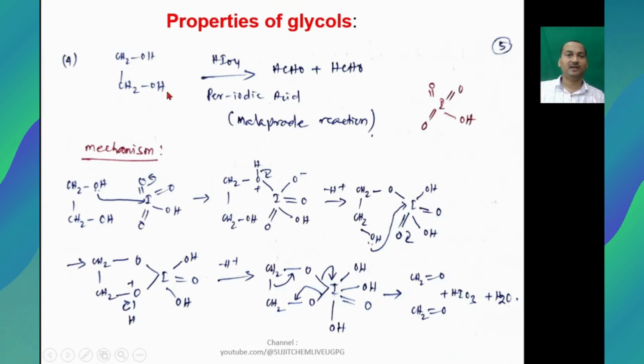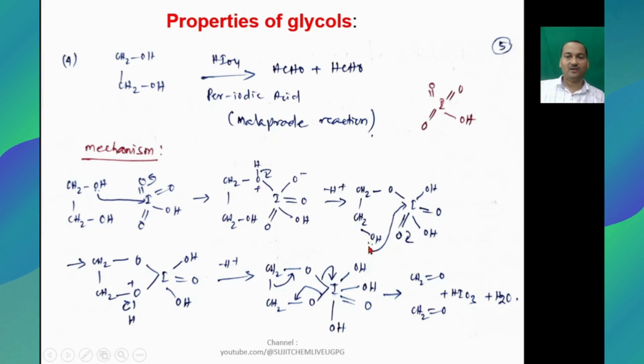Next, it can react with HIO4, periodic acid. So ethylene glycol can give rise to 2 equivalents of formaldehyde. This reaction is called the Malaprade reaction. The oxygen lone pair of ethylene glycol will attack this iodine, and this double bond will break on oxygen. As a result, you will have this intermediate, and here this OH will break on this O plus, and with loss of proton you will end up with this intermediate.